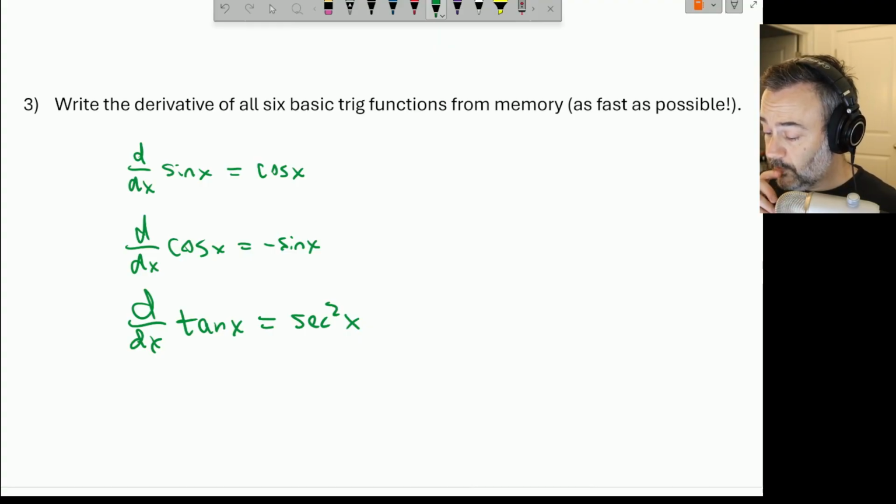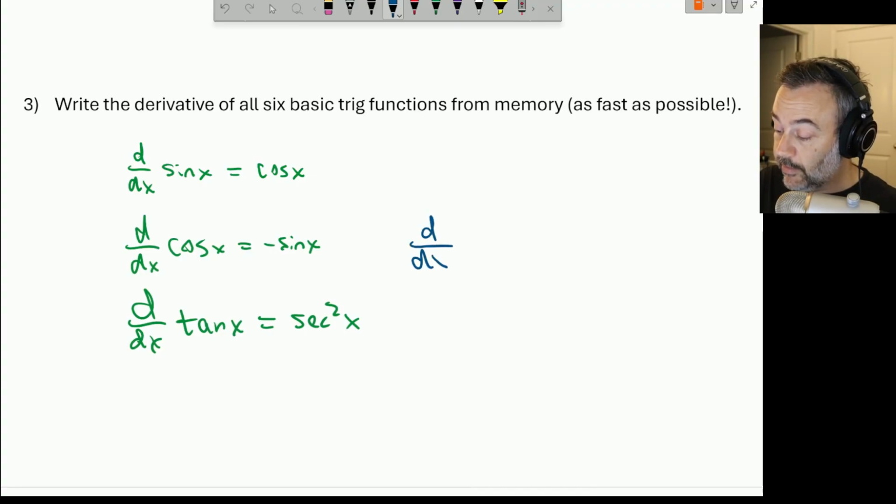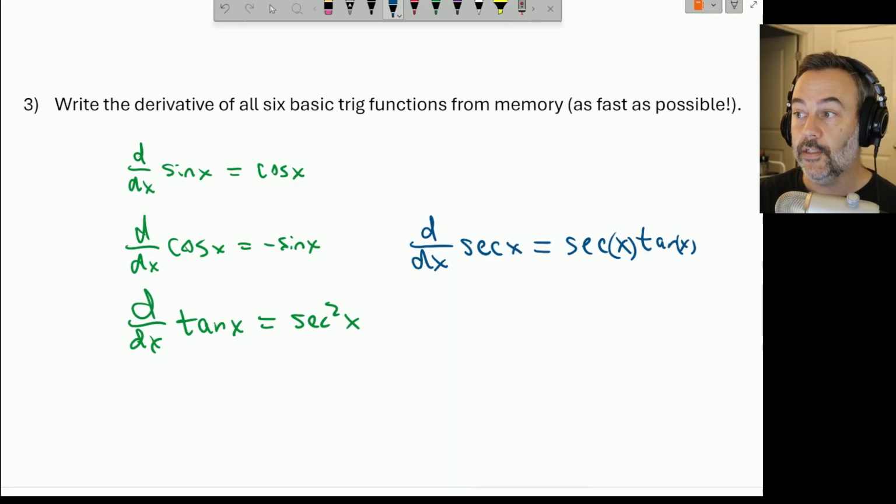Now, what's the reciprocal of sine? The reciprocal of sine is cosecant. What's the reciprocal of cosine? That's secant. Let's do secant first, because we did that one. We proved that one in class. So the derivative of secant x, the reciprocal of cosine, is secant x tan x. Okay, I'll put parentheses around this because I'm multiplying 2 functions together. It just makes it clearer and easier to read.